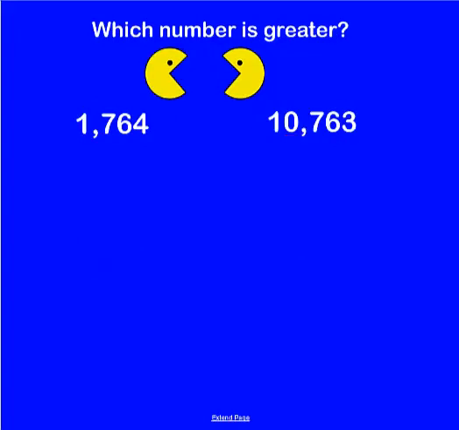Which number is greater? Okay, we're back to greater. So let's take a look at our numbers. We have how many digits? 1, 2, 3, 4 digits. So 4 digits means we have thousands. Let's look over here. 1, 2, 3, 4, 5. 5 digits. That means we get into the 10,000s place. Now 10,000s place is larger than 1,000s place.